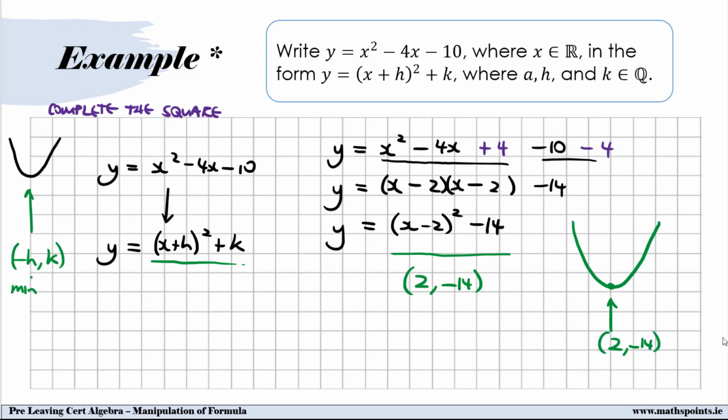So just a bonus example there to show a manipulation of formula question where we didn't change the subject of the formula, but manipulated the right hand side to serve a particular purpose. In this case, the purpose of finding out what the minimum point of that curve would be.